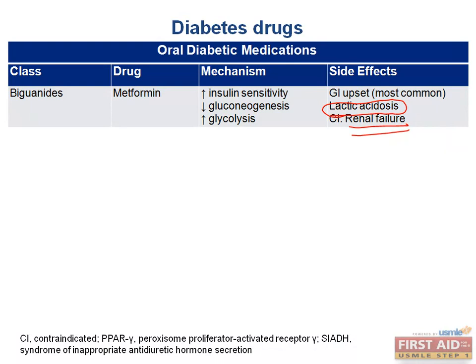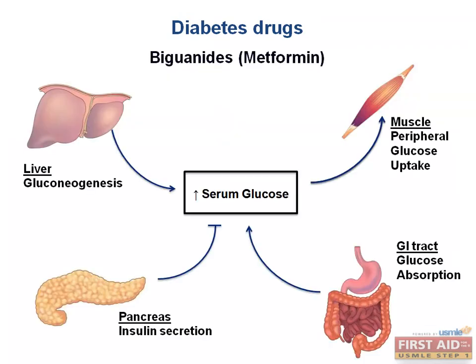Importantly, metformin does not require beta cell function for efficacy, so it can be used in type 1 diabetics, in addition to being first-line therapy in type 2 diabetics. The most common side effect, however, of metformin is GI upset. Here is a visual representation of where biguanides exert their effects. Remember that it decreases gluconeogenesis and increases peripheral uptake in muscle.